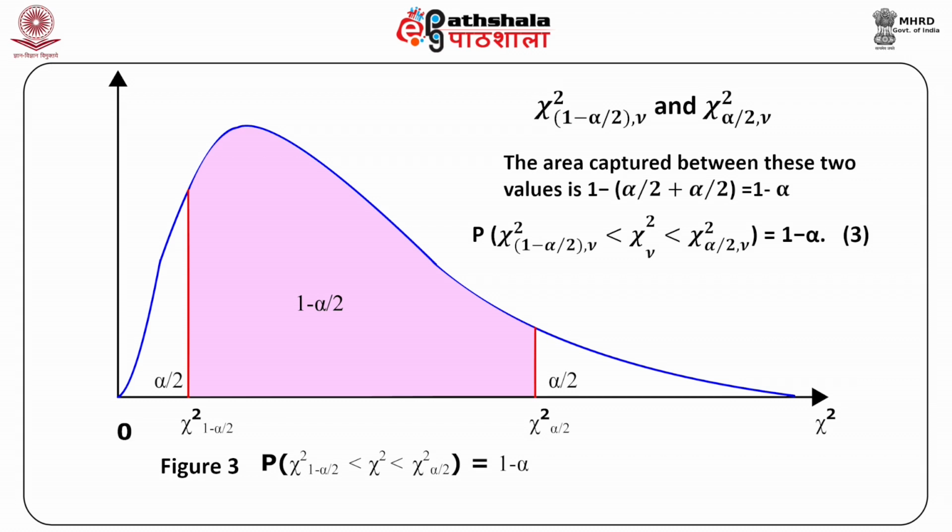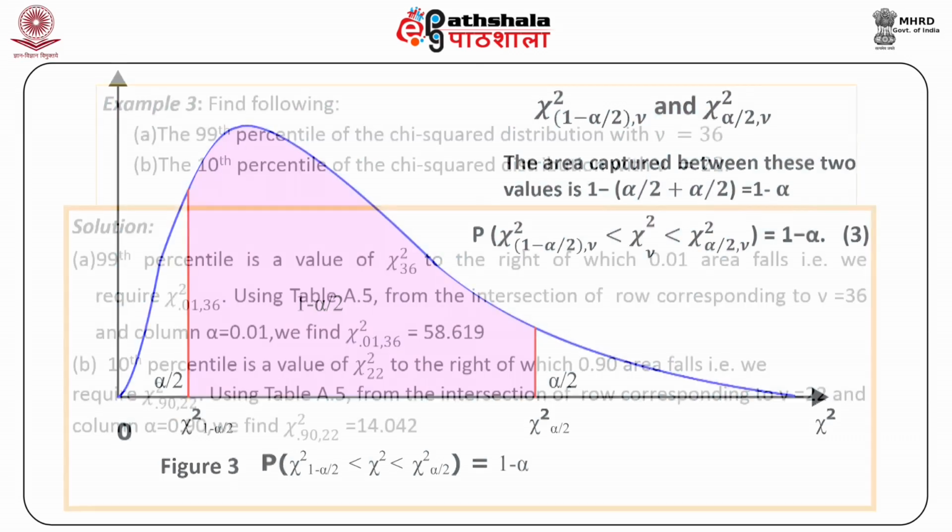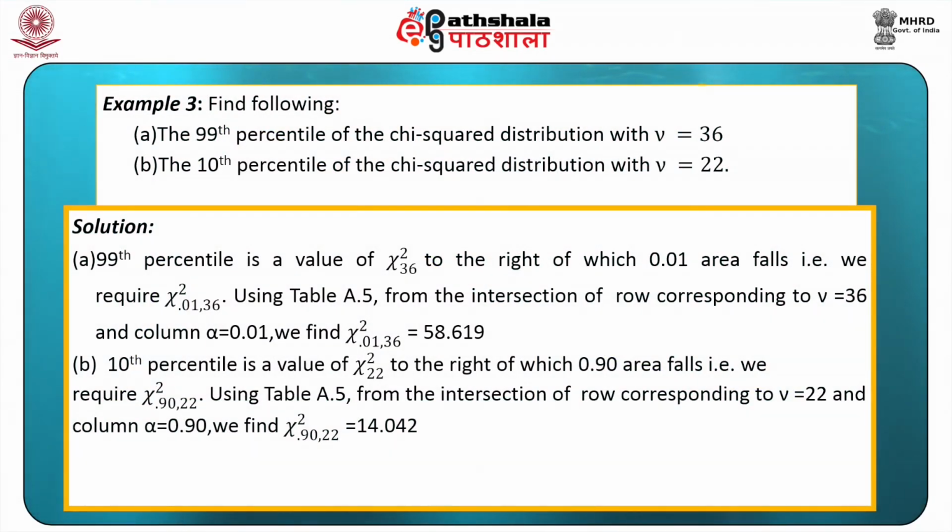So if you look at this figure 3, we have the middle area, which is equal to 1 minus alpha. We have alpha by 2 in the upper tail, and alpha by 2 in the lower tail. Similarly, you can have example 3 where you find the 99th percentile of the chi-square distribution with degrees of freedom 36, or the 10th percentile of the chi-square distribution with degrees of freedom 22. We have provided this solution in the text. You can refer to that or do it as an exercise for yourself.